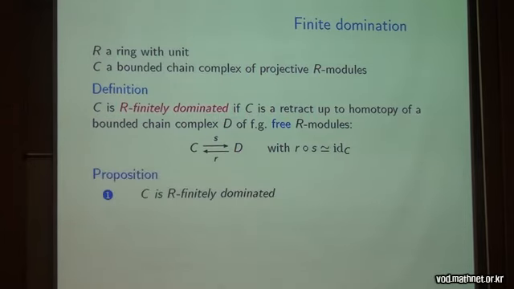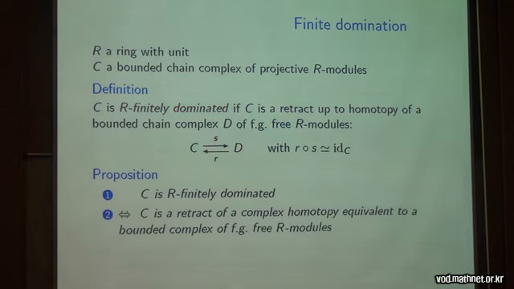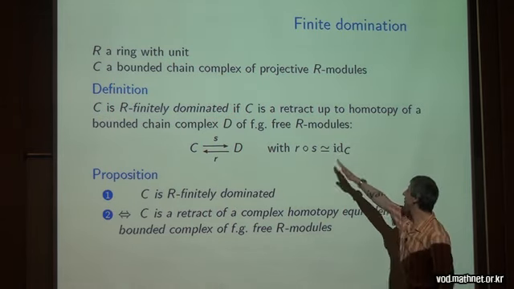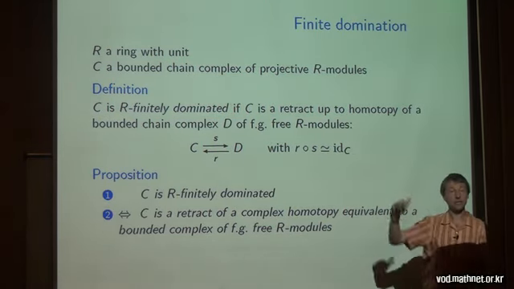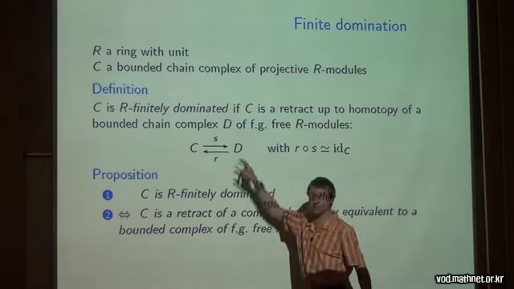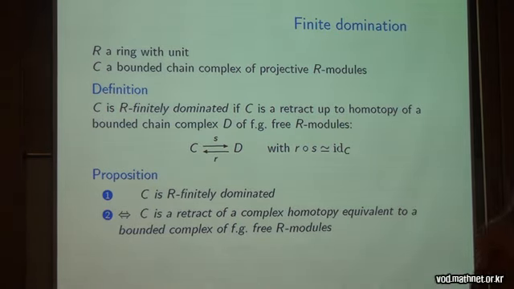And I thought it might be helpful to see a few other characterizations, two more precisely. First of all, C is R finitely dominated. That is the same as saying that C is a retract, and now I really mean a strict retract, meaning a direct summand, of a chain complex which is homotopy equivalent to a bounded complex of finitely generated free R modules. Okay, so you can kind of play off, okay, here I have it's homotopic to the identity. You can say, well, this is actually equal. It's a retract of some complex D, but then D isn't finitely generated free. It's only homotopy equivalent to something finitely generated free. This is relatively easy to prove.